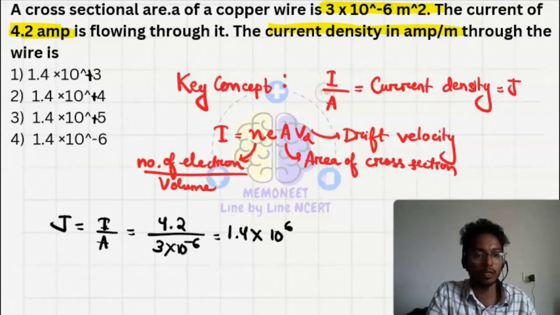Okay, so our answer will be option D. That is 1.4 into 10 to the power 6.